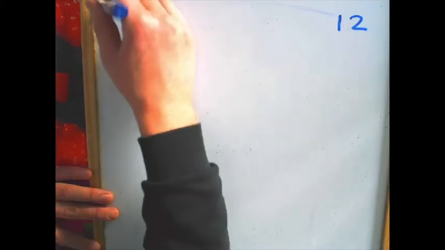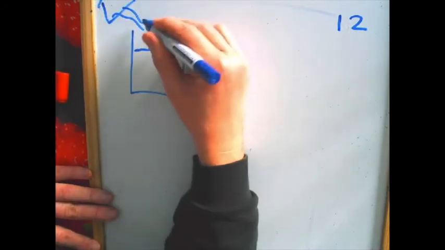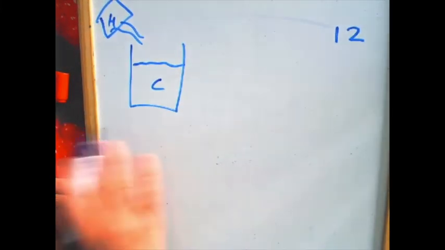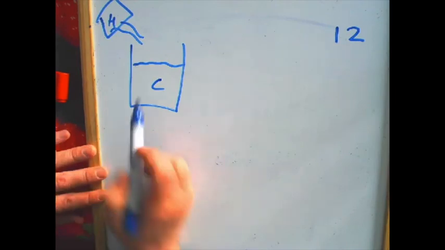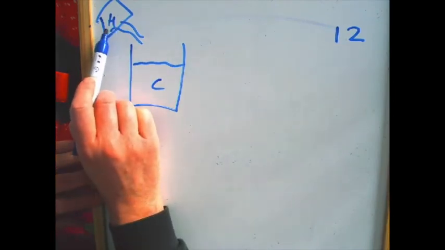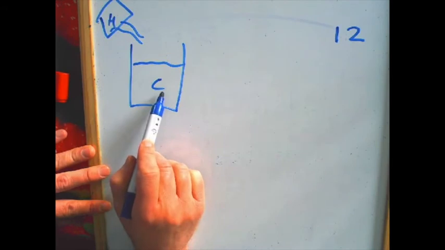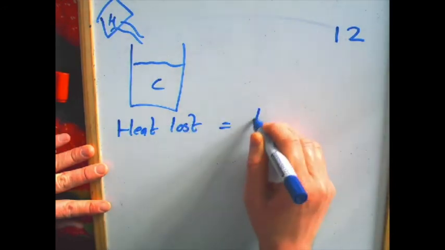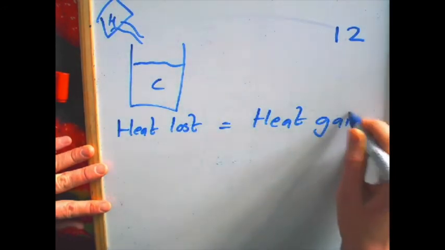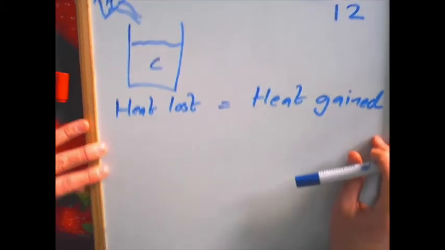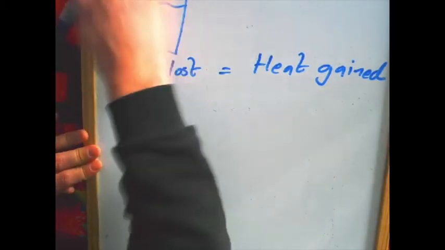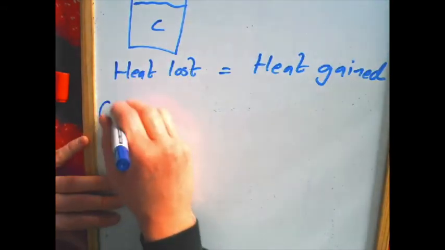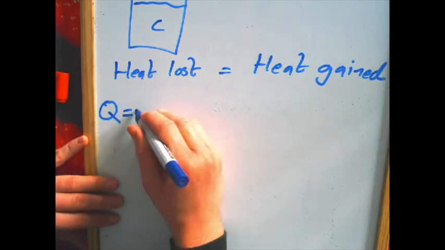Okay, so question 12. 30 grams of water at 100 degrees Celsius are added to 100 grams of water at 20. So let's just picture what they have. You've got 100 grams of coldish water at room temperature, and you're pouring in from something else hot water, but not very much of it. 30 grams of hot water. So this is the hot, this is the cold. We're going to see what the final temperature is of the whole mixture. Now, whatever heat is lost by the hot water will be gained by the cold water. So the heat lost by the hot water will be equal to the heat gained by the cold.